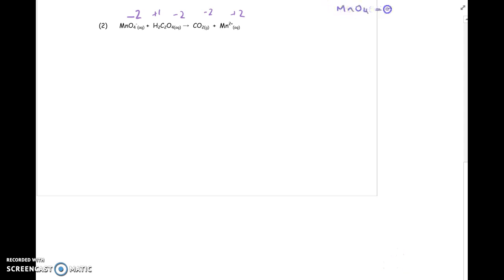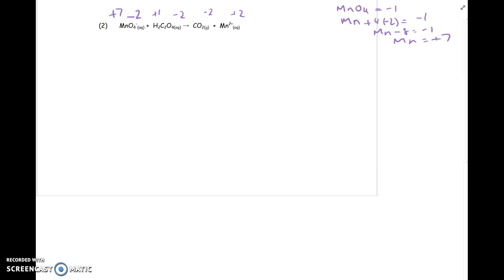MnO4 equals negative 1. Mn add 4 lots of negative 2 equals negative 1. Mn take 8 equals negative 1. Mn must equal plus 7.